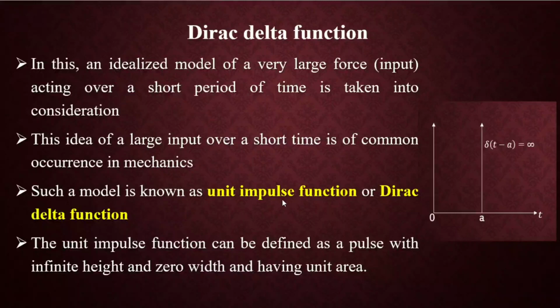Why unit impulse function? The unit here indicates unit area. That is, the area of a Dirac delta function is always equal to unity. And you can find its applications in mechanics, signal processing, electronics, etc. And these functions can be considered as pulses. So it can be defined as a pulse with infinite height and zero width and having unit area. And this function is considered as the limiting case of other functions. So I'll explain you that.